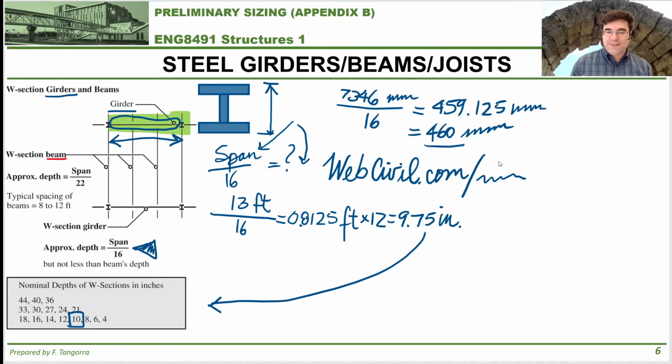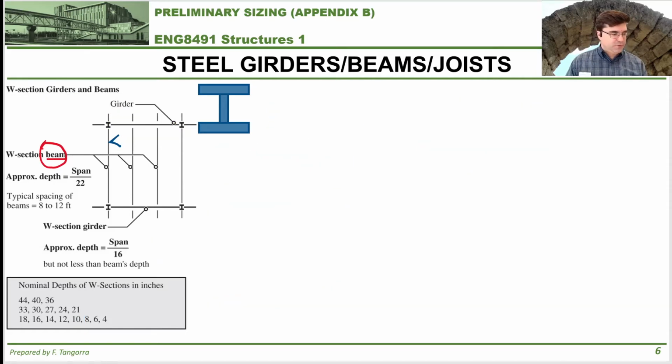Okay, so let me clean things up, and when I come back, we're going to repeat an example, but we're going to be using beams. So one moment. Terrific, we're back. So now we're going to use the rule of thumb that's provided for you in determining the initial depth of a W section beam.